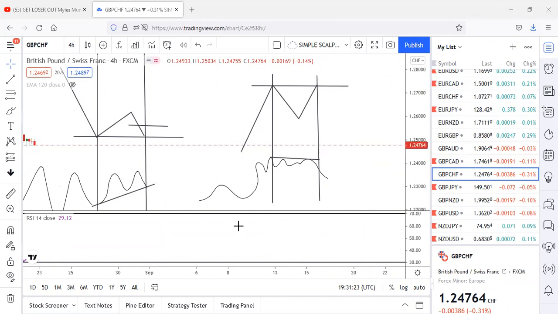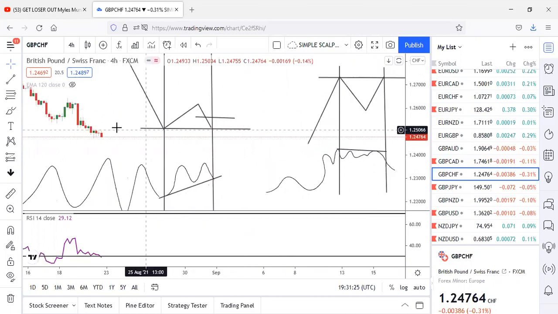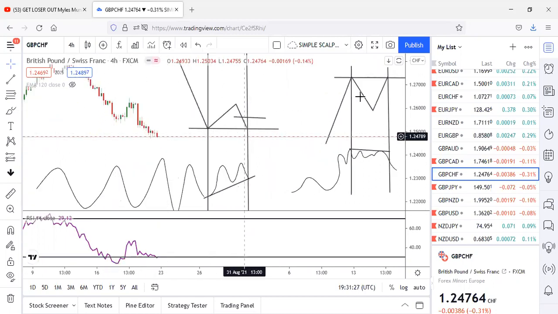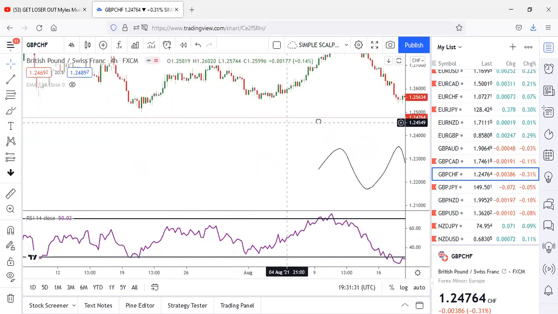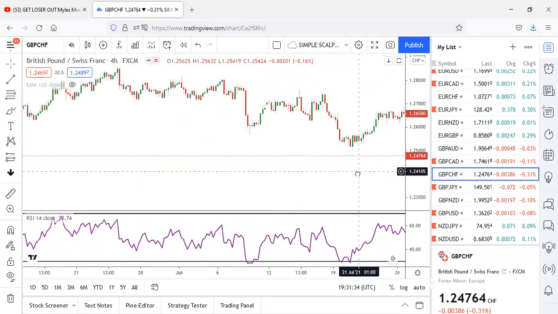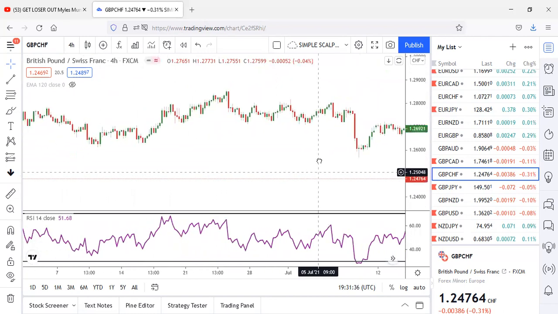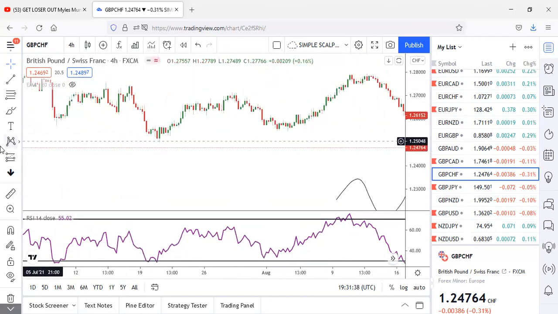All right, so now let's go into the chart to look out for double bottom first before we look out for double top. Double bottom.